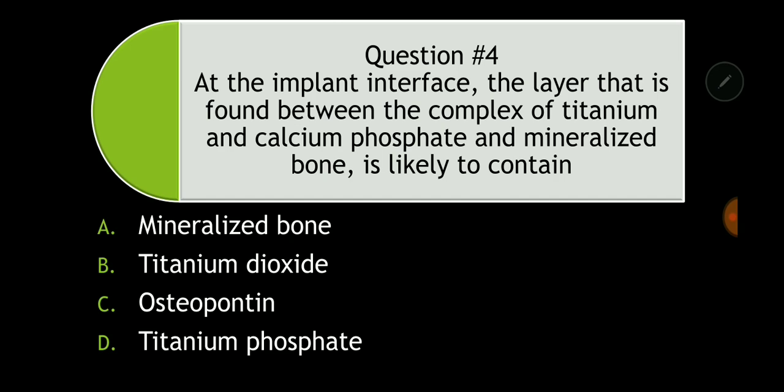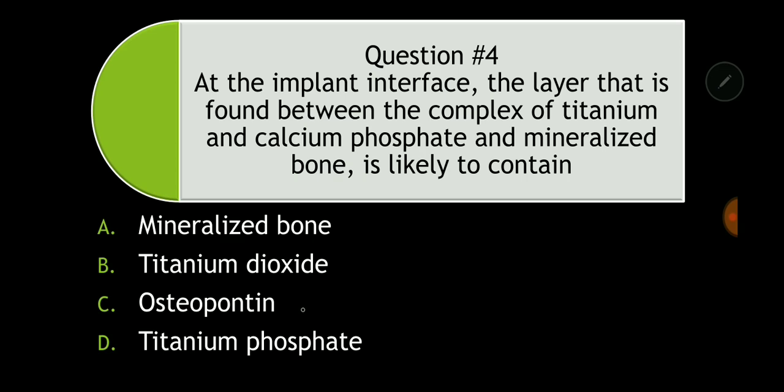Question number 4. At the implant interface, the layer that is found between the complex of titanium and the calcium phosphate and mineralized bone is likely to contain what? You have to know, when the implant is osseointegrated, what kind of layers are formed: which layer is close to the implant, which layer is far from the implant, or which layer is close to the bone.